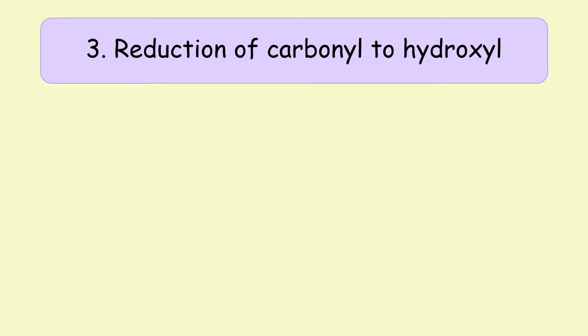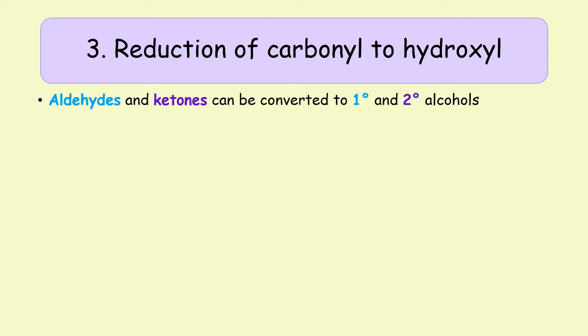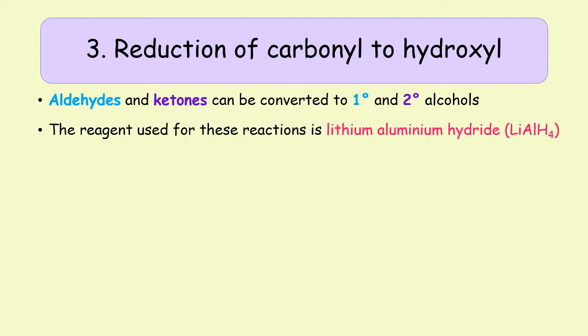The third way in which we can make alcohols is by reducing carbonyl compounds, so either ketones or aldehydes, to their hydroxyl groups, so the reverse of oxidation. Now, aldehydes and ketones can be converted back to primary and secondary alcohols respectively. So aldehydes to primary, ketones to secondary.